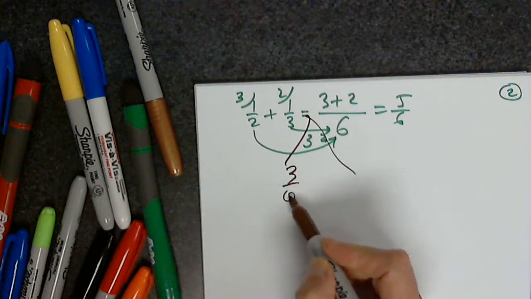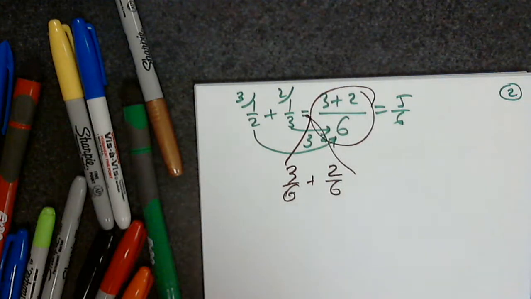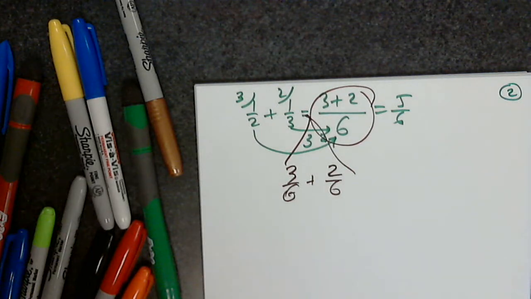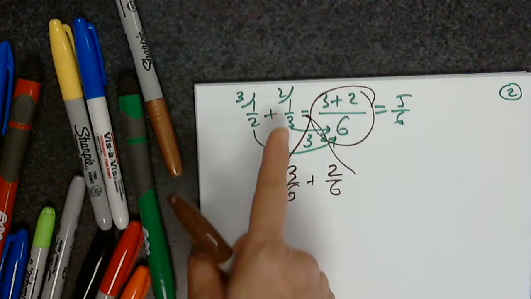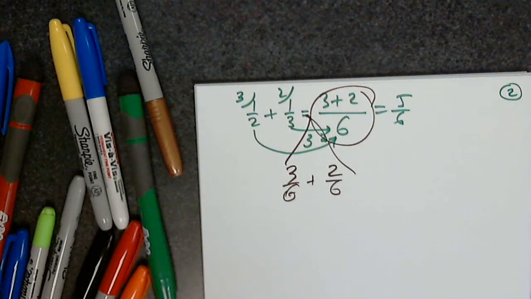So you can write 3 over 6 plus 2 over 6. But I already write it like that, so you don't have to do it twice. But that's what you're doing here. You're changing this fraction into something over 6, and you're changing this fraction into something else over 6, so you can add them.